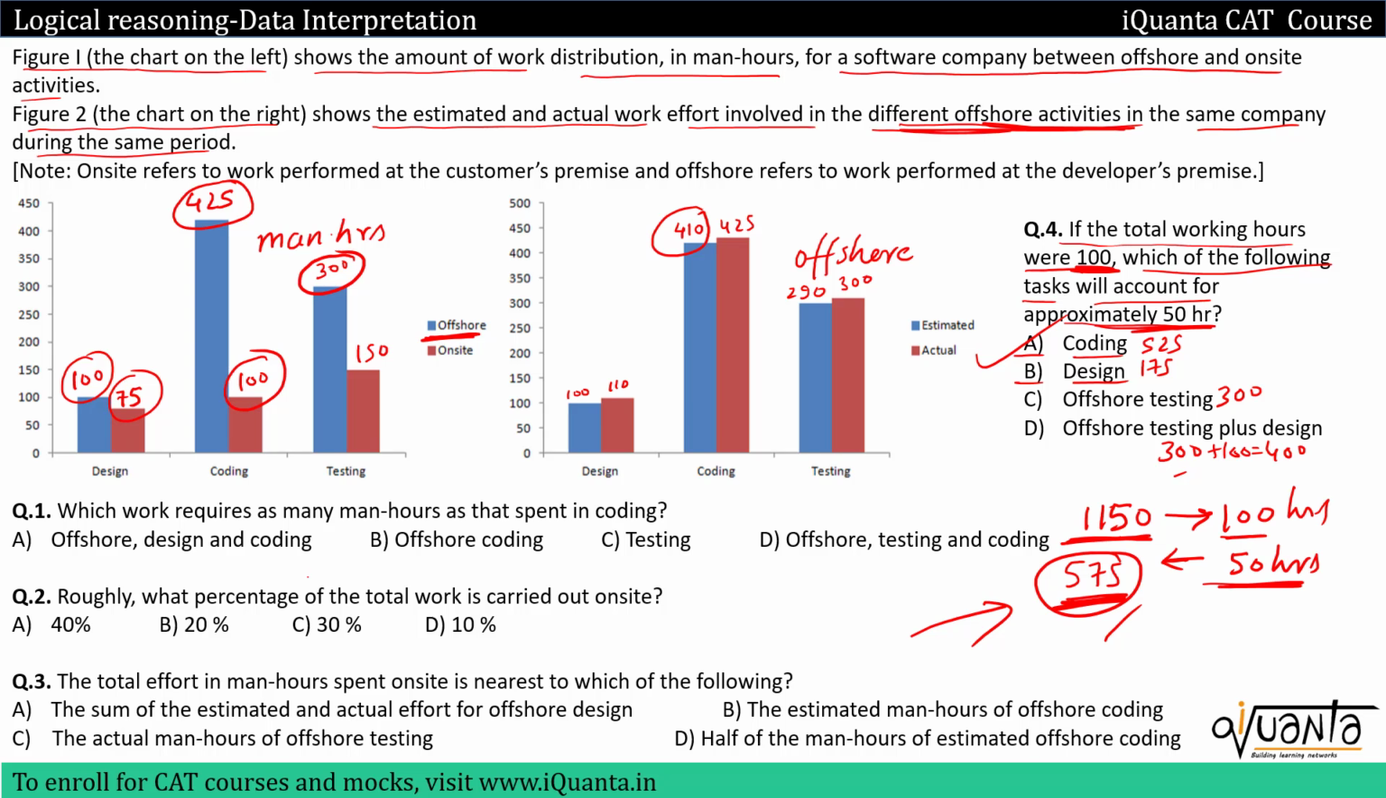So see, in CAT, mostly from the past 3-4 years, you won't see any such graph in which you have to take an approximate guess of the values using the chart. Mostly the values will be written over there, or even if the values are not written, then the options will be far apart so that you can make an easy guess.